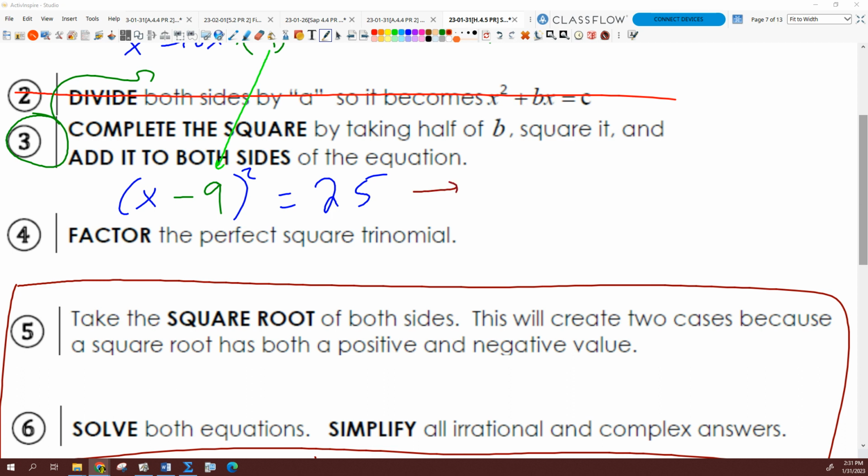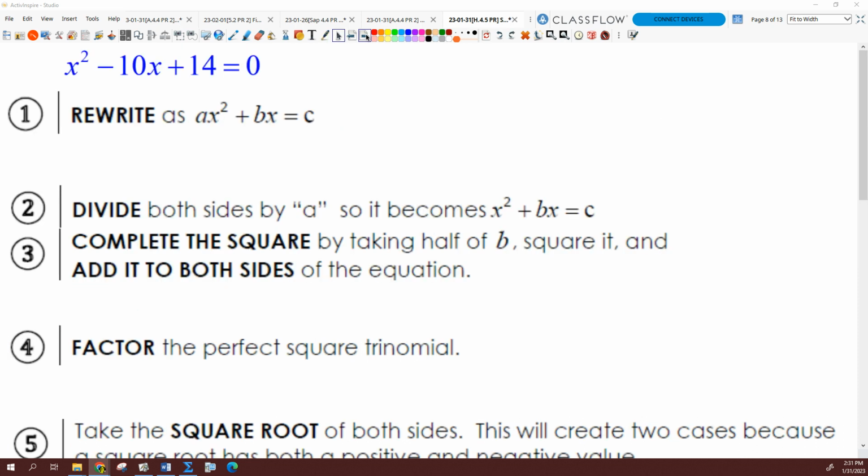So if I do that, I'm going to get x minus 9 equals what? Plus or minus 5. So x equals 9 plus or minus 5. So I'm getting both my answers there, right? Okay, let's try another one. How about that one?